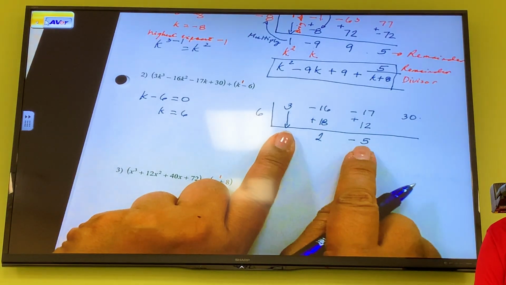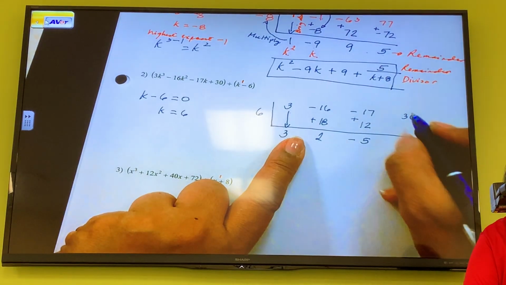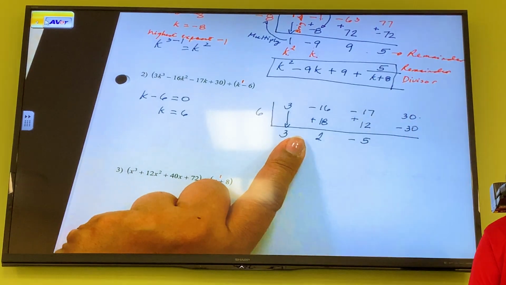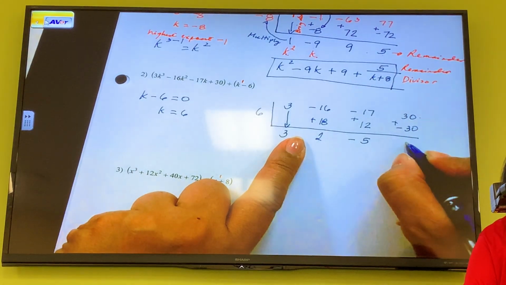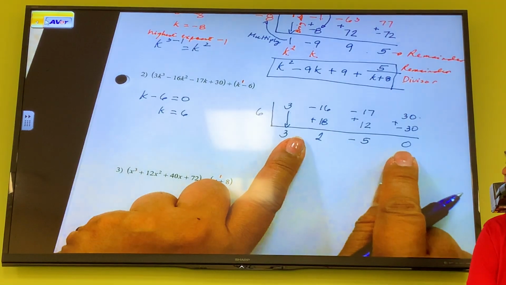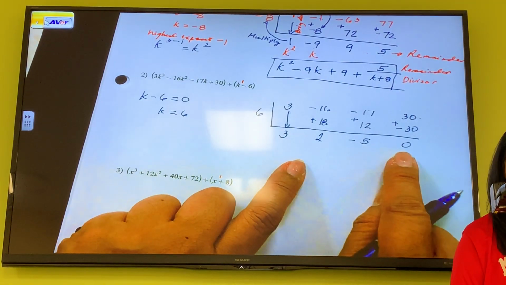Then negative 5 times 6 is negative 30. So we're going to write it under 30 and add them up again, so there will be 0. Every time we get a 0, it means that there will be no remainder.